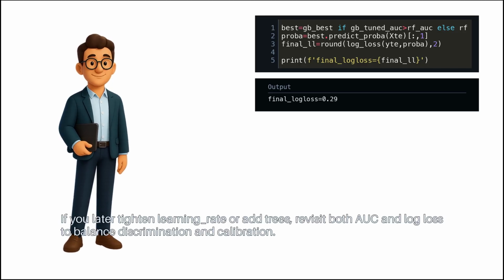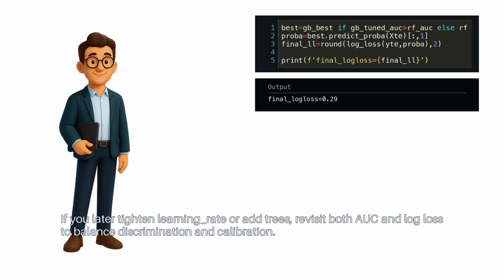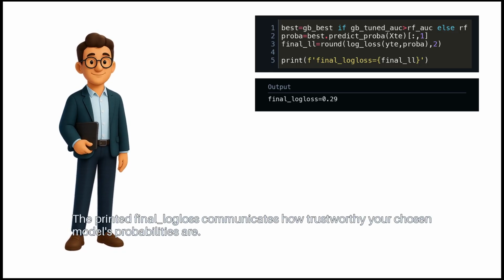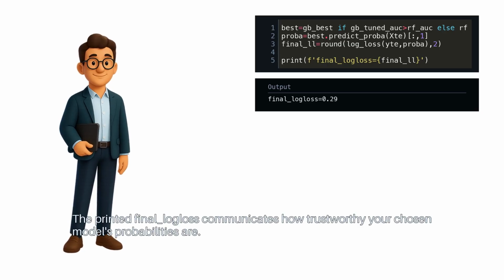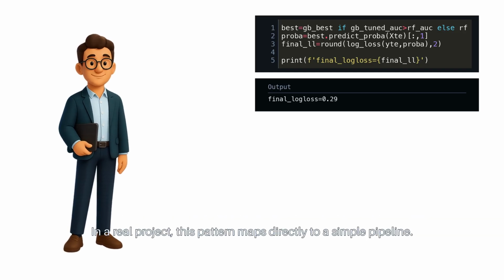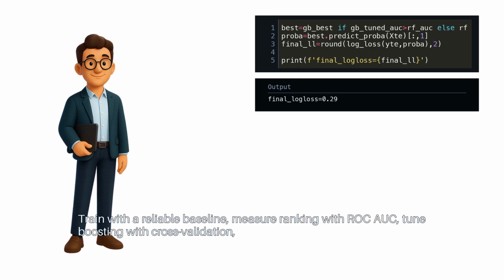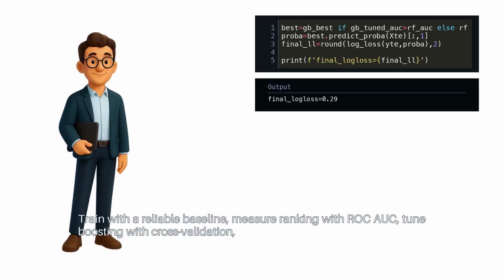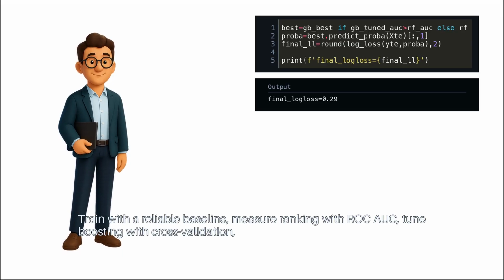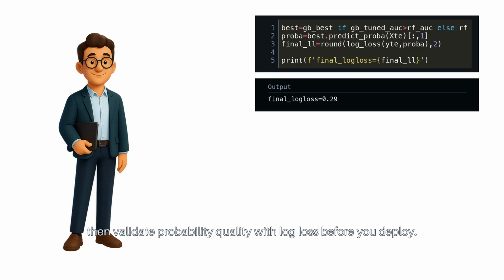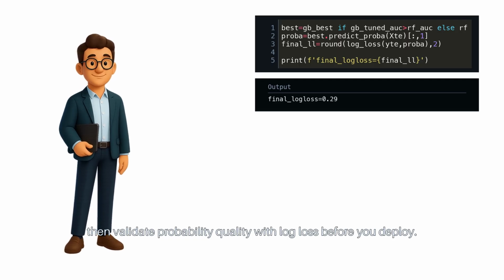If you later tighten learning rate or add trees, revisit both AUC and log loss to balance discrimination and calibration. The printed final log loss communicates how trustworthy your chosen model's probabilities are. In a real project, this pattern maps directly to a simple pipeline. Train with a reliable baseline. Measure ranking with ROC AUC. Tune boosting with cross-validation. Then validate probability quality with log loss before you deploy.